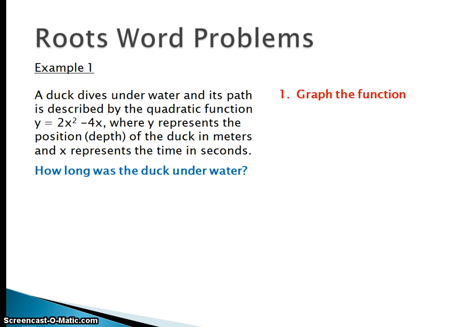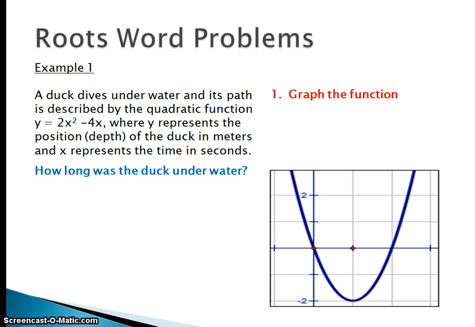So I'm going to graph this function. Here's what a graph looks like. Now I didn't cut this graph off. I left it with its values above the x-axis, but the way I'm interpreting this particular graph is that the x-axis is the water, and anything below the x-axis represents the duck being in the water.